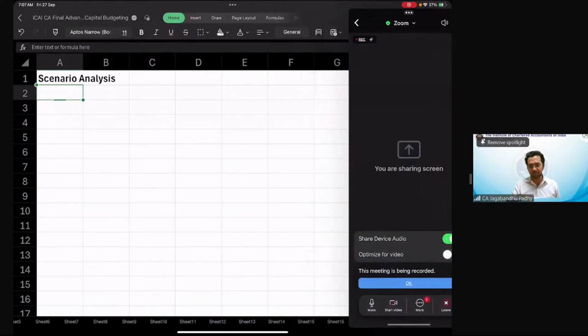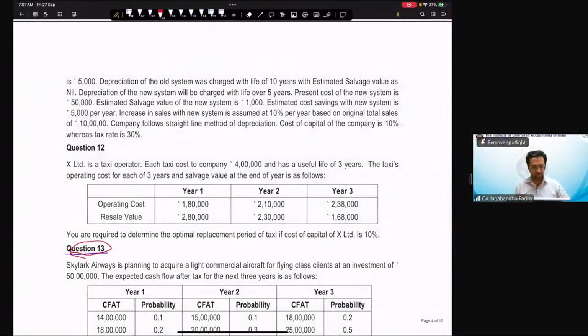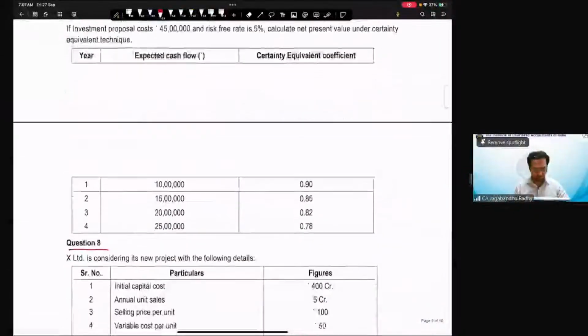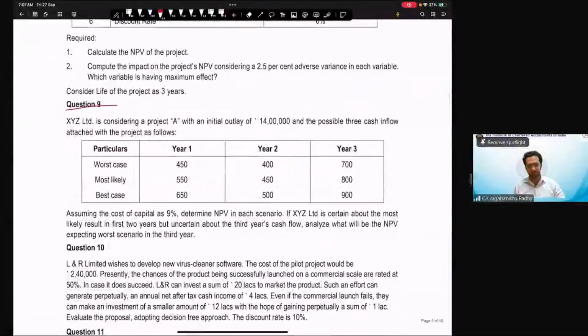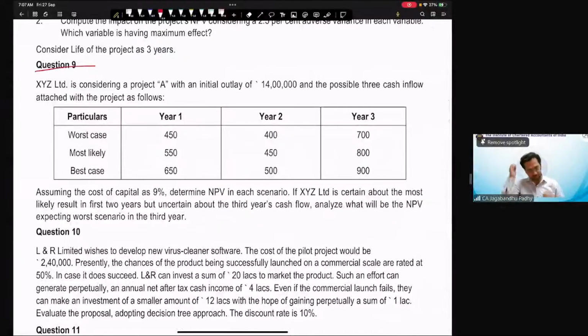To understand this scenario analysis better, let's look at question number 9, guys. Question number 9, to get a better understanding of what a scenario analysis is.